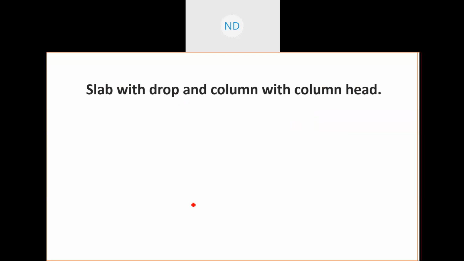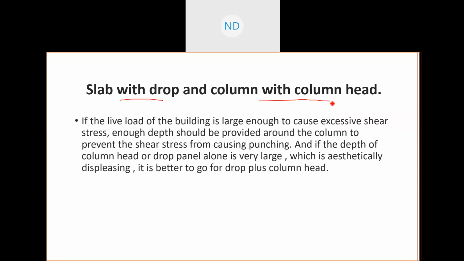Then the next point, if we see the slabs with drop and column head, that means both the column drops as well as the drop and this column head are there in this fourth type. So here, if the live load of the beam is large enough to cause excessive shear stress, enough depth should be provided around the column to prevent the shear stress from causing punching. And if the depth of the column head or drop panel alone is very large, which is aesthetically displeasing, it is better to go for drop plus column head.